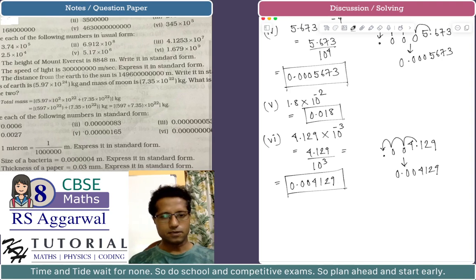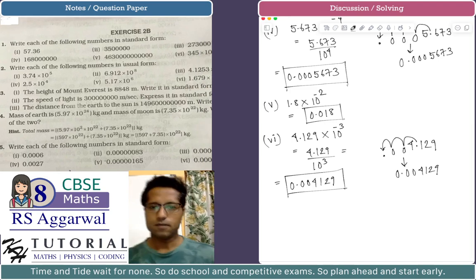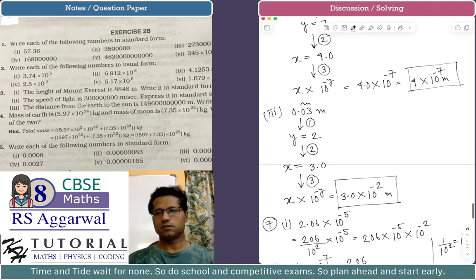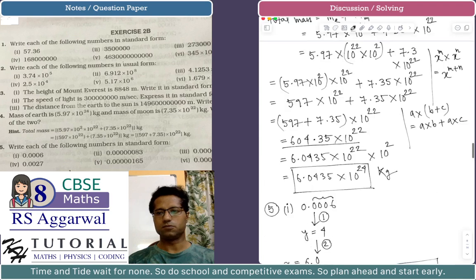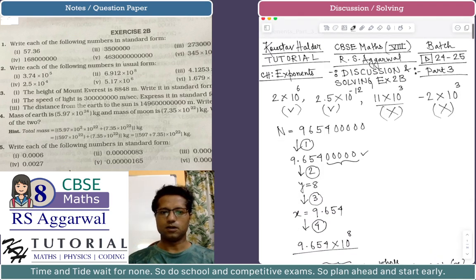Okay, so this brings an end to solving the problems of exercise 2b, which was based on numbers in standard form and how to express very large numbers and very small numbers in the standard form using the exponential notation. And also to apply the concepts, we solved the problems of exercise 2b.